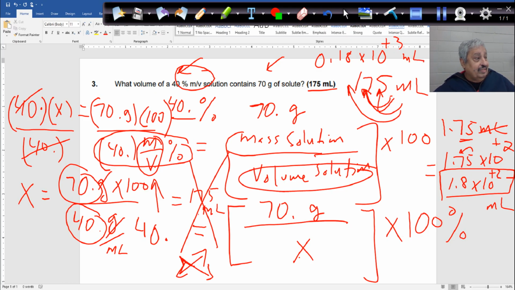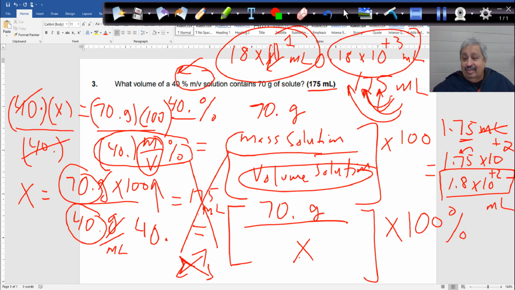Okay? Or 18, I put it just 1 times 10 to the power plus 1 mL. All of these, power 1, power plus 3, power plus 2 mL, those are the same answers. It depends on how many digits you are moving your decimal to the left. Okay, guys?